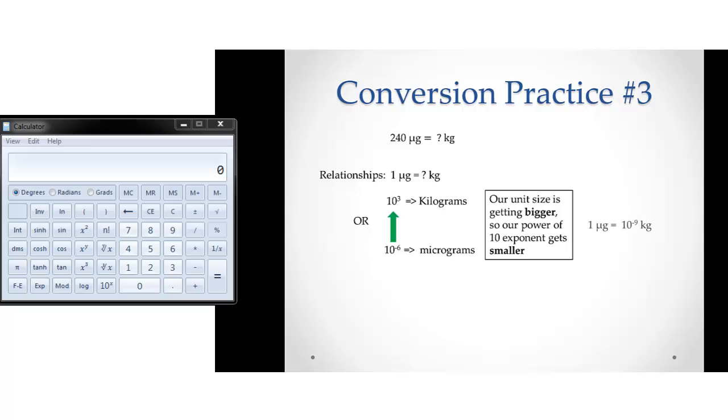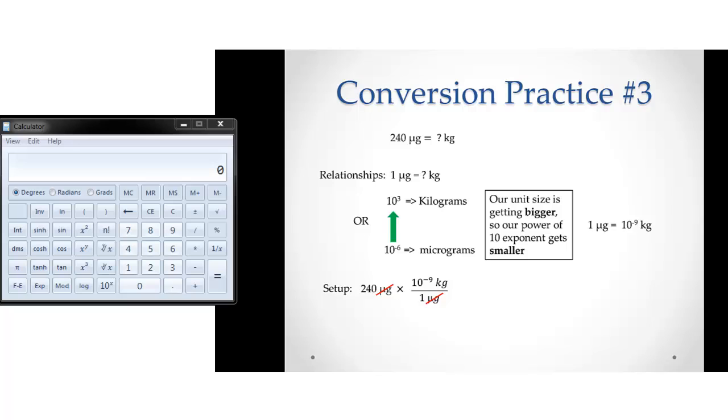Now that we have established our relationship, we can now set up our conversion. Our conversion factor is arranged so that the unit we want to get rid of, micrograms, is placed in the denominator, while the unit we want to change to, kilograms, is placed in the numerator. Units of micrograms cancel, and then we're left with the measurement in kilograms. So here's the setup for our calculation. 240 micrograms is multiplied by 10 to the power of minus 9. And the answer we get is 240 times 10 to the power of minus 9.